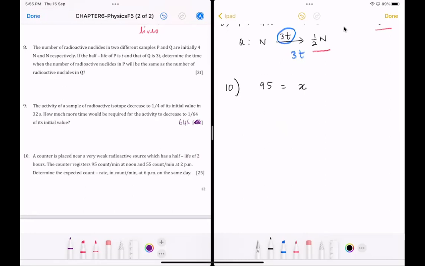Okay, so let's say X is the background radiation and N naught was the initial activity of the radioactive source, yeah? So this is equation 1. Now, after 1 half-life, the reading was 55. Okay, now background radiation remains the same at X. But now, after 1 half-life, the source has become half of N naught. Can you all understand what I'm doing?